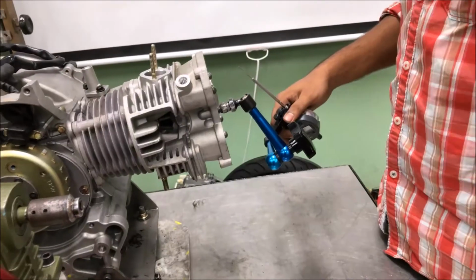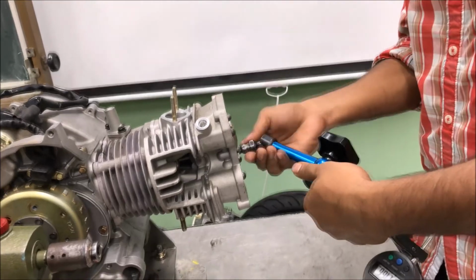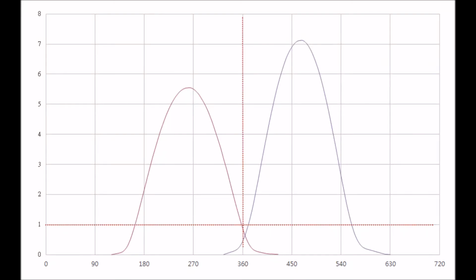After finishing the experiment, please remove the dial gauge first. Repeat the experiment 3 times, both for intake as well as exhaust valves, and calculate the average of the 3 values. When we convert the values into a graph, it looks as we show in the video. The red line here indicates the intake valve and the blue line indicates the exhaust valve readings.